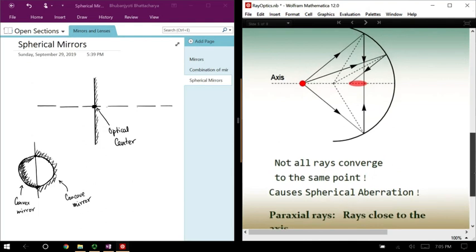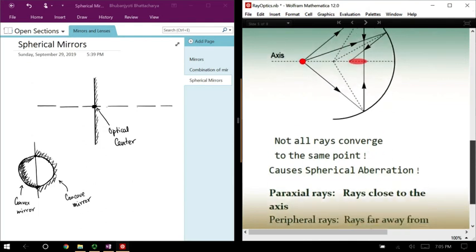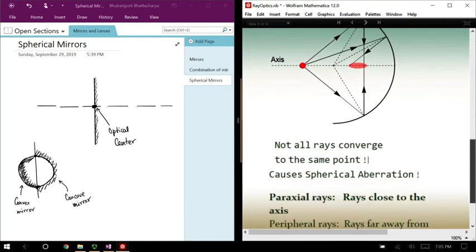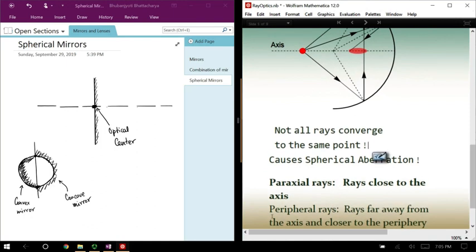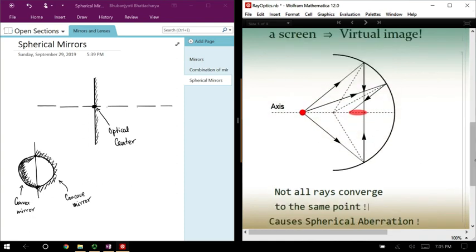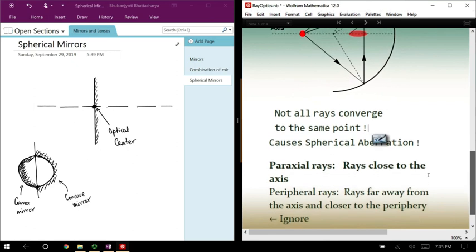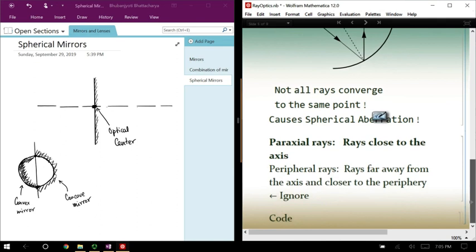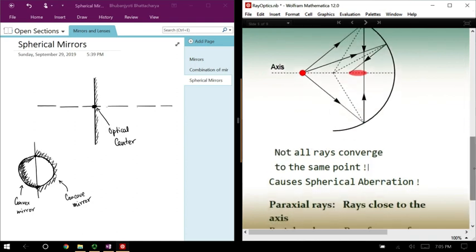Spherical aberration really happens because there are two kinds of rays. We'll call them paraxial rays and peripheral rays. Paraxial and peripheral rays focus at two different regions after reflection. In order to not deal with the complications that arise out of spherical aberration, we are going to ignore peripheral rays for this course, the rays that are far away from the axis and closer to the periphery. We're only going to talk about paraxial rays, rays that are close to the axis.